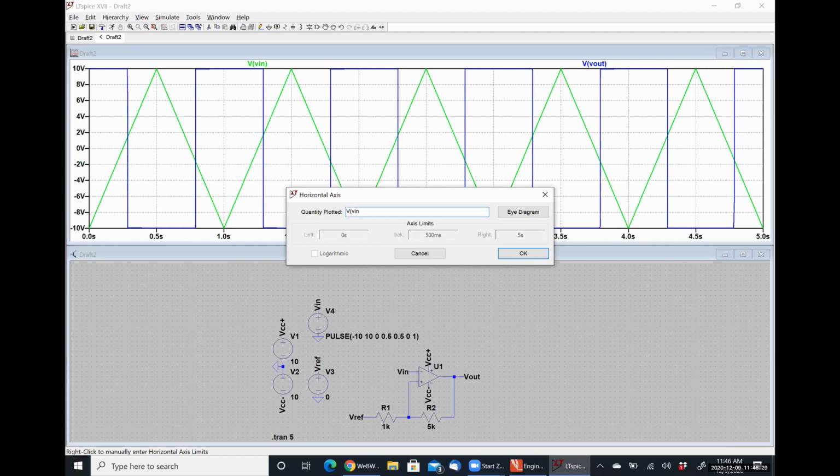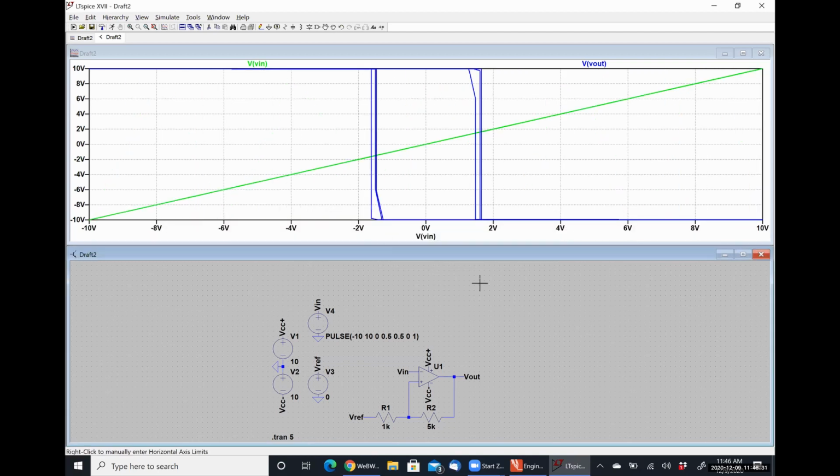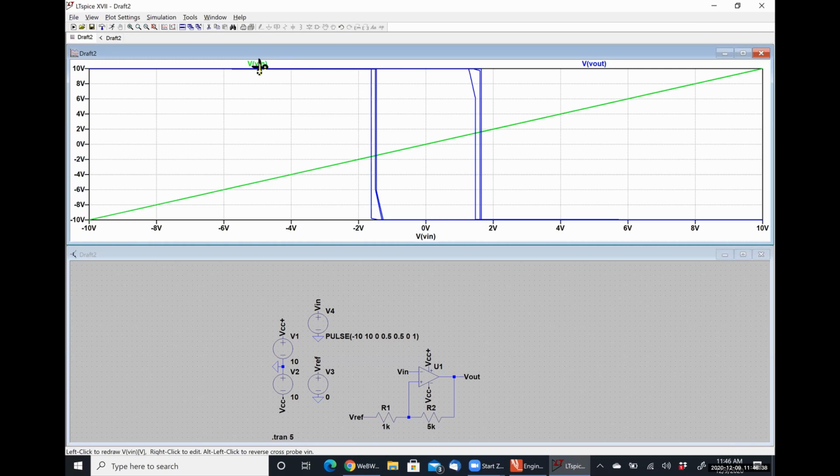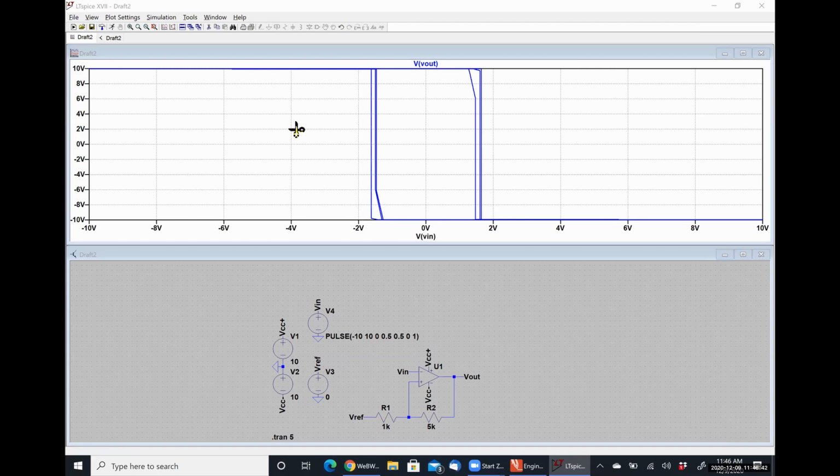If we plot it with the input voltage, it might be easier to see. And it is. So we still have our hysteresis as we had before, but we can see that our trigger limits are positive 10/6 and negative 10/6. So easy peasy.